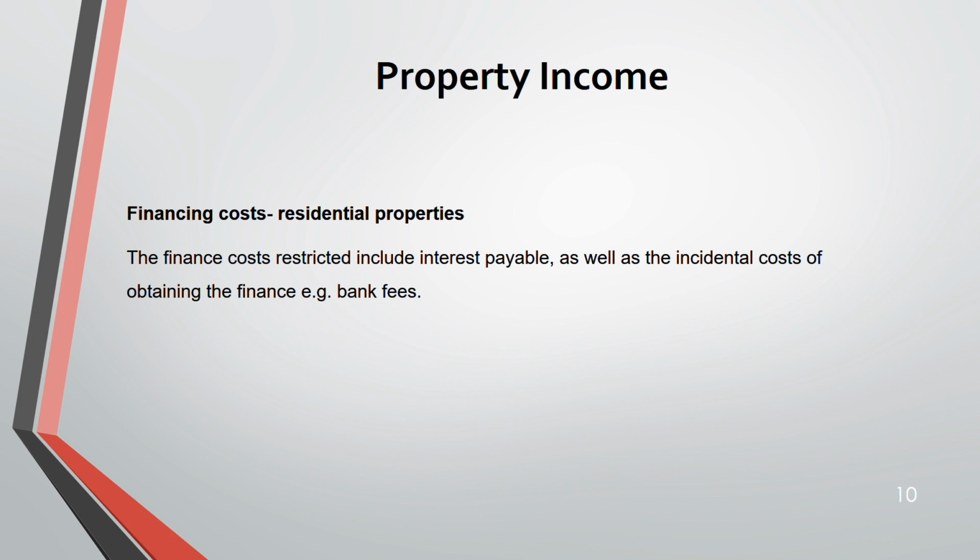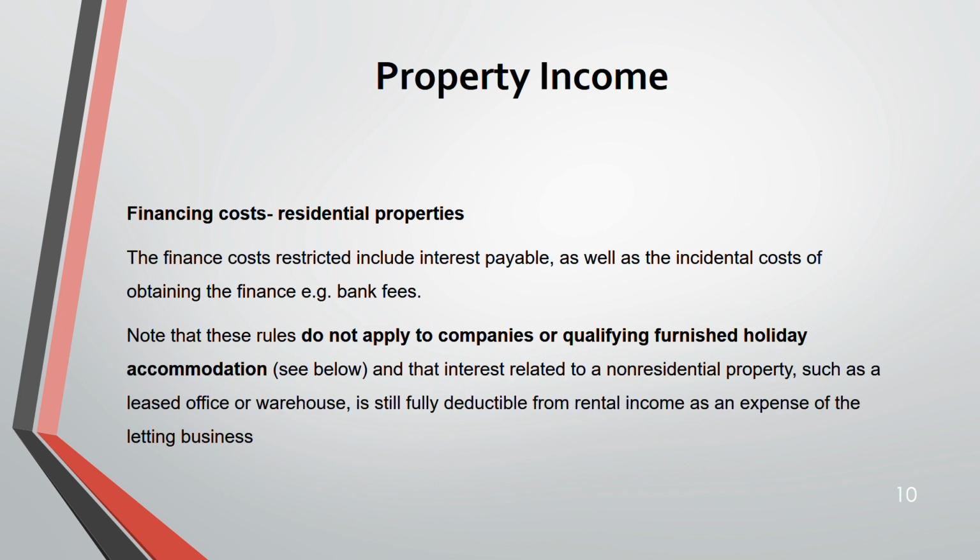Now, this finance cost restriction includes interest payable also, right? We told, after 20% you can deduct the finance cost for letting residential property. It includes interest payable as well as any cost of obtaining the finance, like bank fees. So interest payable, bank fees, everything, the restriction is 20%. Note that these rules do not apply to companies or qualifying furnished holiday accommodation. Later, we are going to go through qualifying furnished holiday accommodation. They have separate rules, even though they fall under property income.